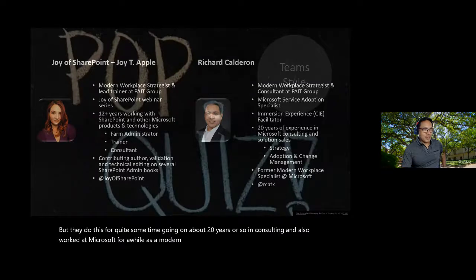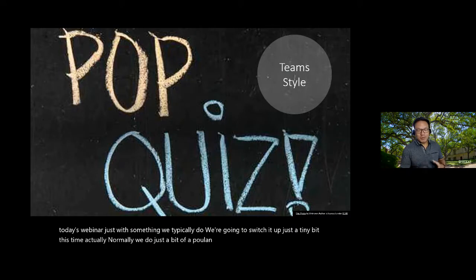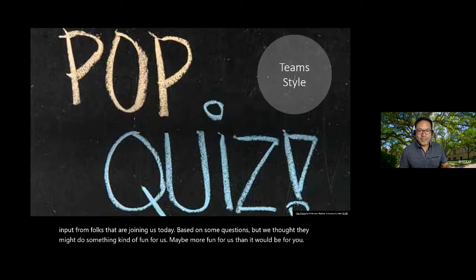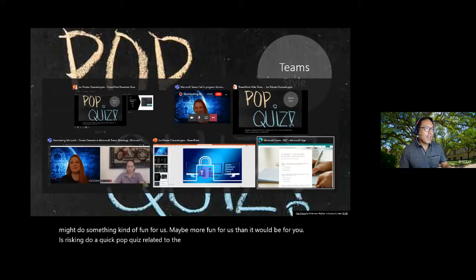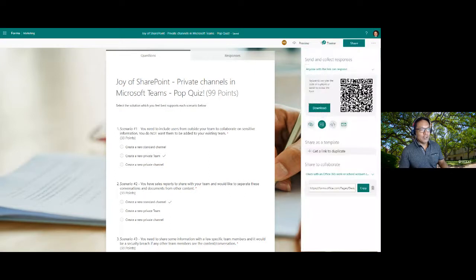We're going to start off today's webinar with something we typically do, but we're going to switch it up just a tiny bit this time. Normally we do a poll to gather some input from folks joining us. But we thought we might do something more fun, maybe more fun for us than for you. We're just going to do a quick pop quiz related to the topic at hand. You can get to this quiz through a link to a Microsoft Form, which is based off a quiz, not just a survey, that you can create from Microsoft Forms. You can find the link in the Q&A panel. If you really care to, you could also point your mobile device to this QR code, which will prompt you to open a browser to this form.